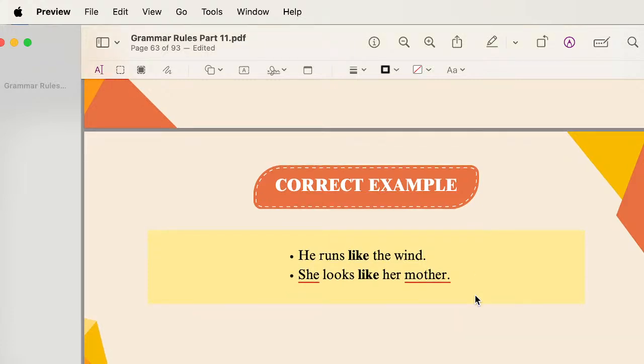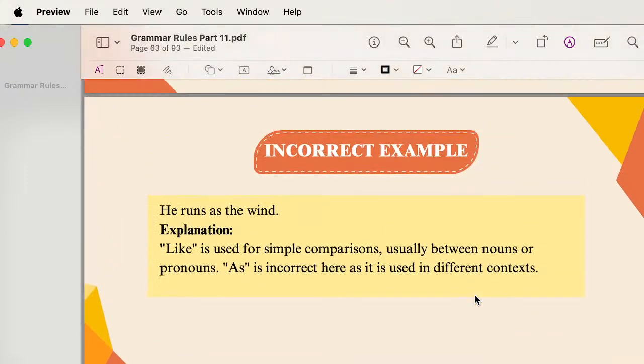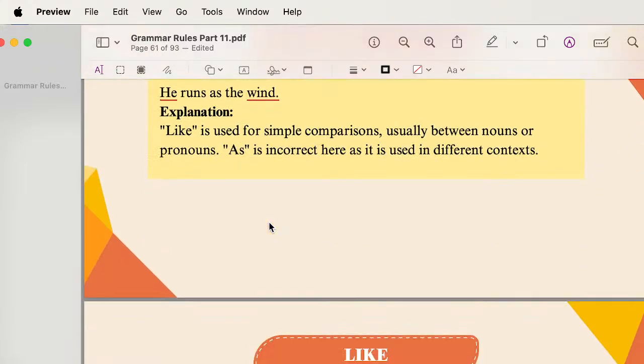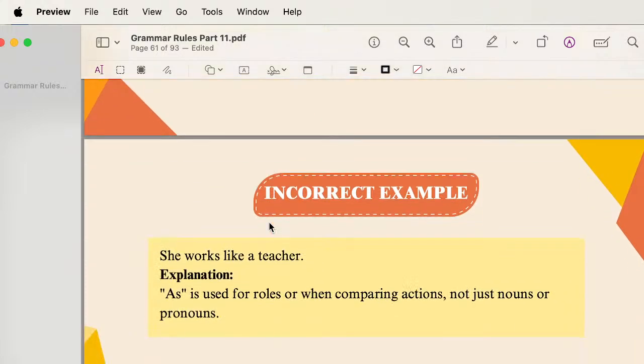She looks as her mother would be incorrect here because we are looking for clauses in this case. Right? So he runs as the wind would be incorrect here. Why? Because we are simply making a comparison between nouns and pronouns. So this is your pronoun he, and wind is your noun. So as is incorrect here. You should use like.